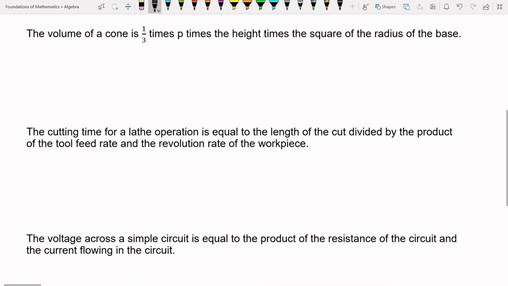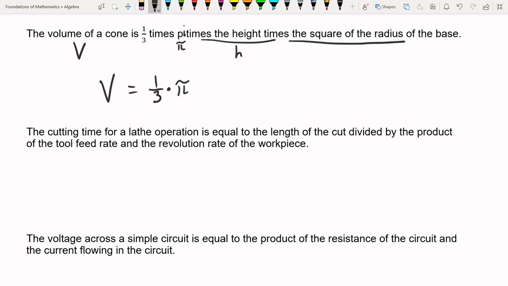The volume of a cone, and this should be pi, not just p, so it's just going to be the pi symbol. The volume of a cone is 1/3 times pi times the height, which is going to be h, times the square of the radius. If we have the radius and then we take the square of the radius, that's just the radius squared. The volume equals 1/3 times pi times h times r squared.